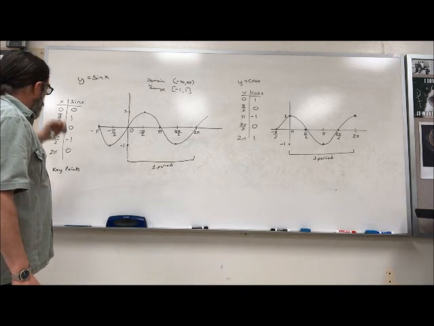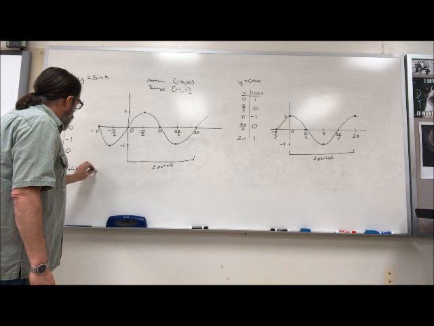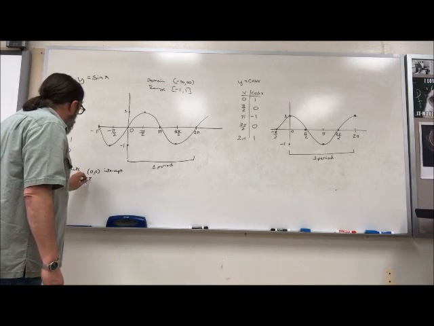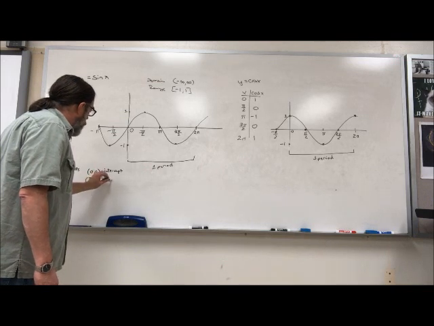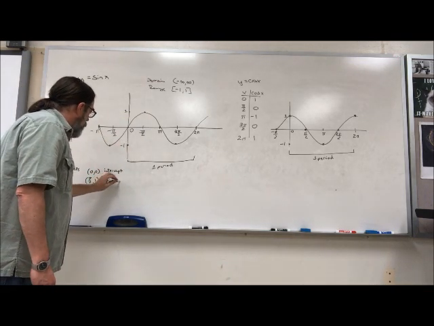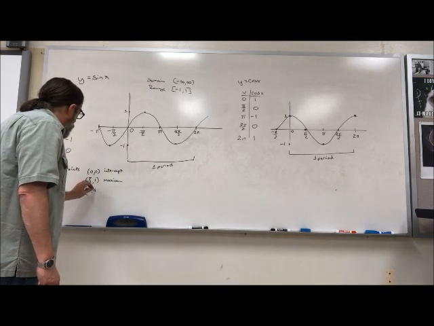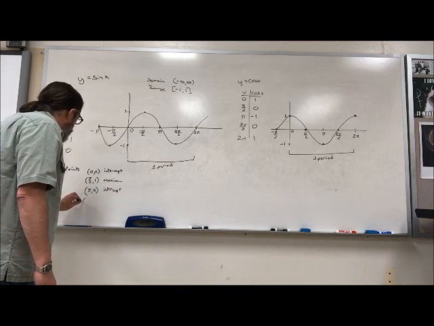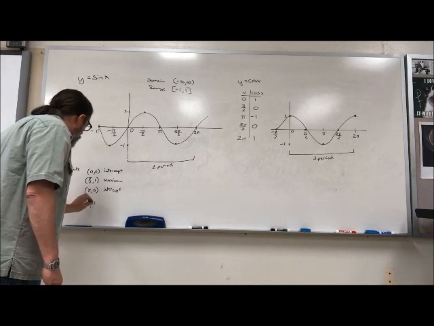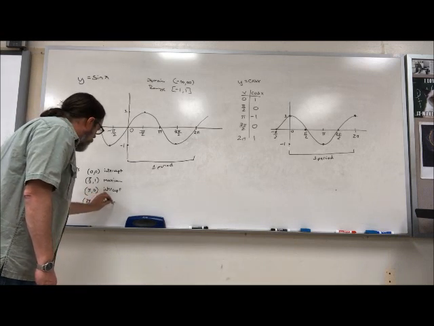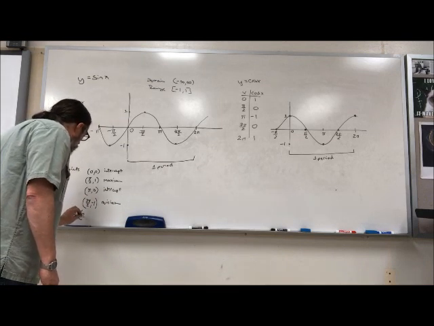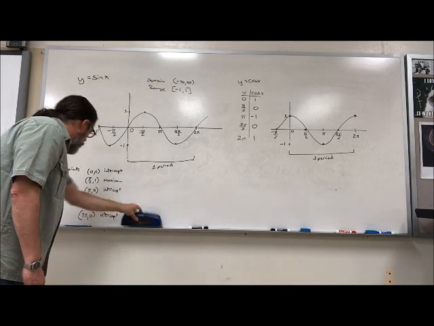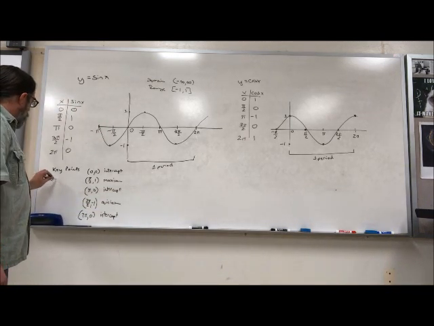So your key points for sine would be 0, 0, which is an intercept, pi over 2 and 1, which is a maximum. Notice it's at the max. And then pi and back to 0, which is another intercept. And then 3 pi over 2 and negative 1, so we have a minimum. And then finally, 2 pi and 0, which is another intercept. So those are your key points for y equals sine x.